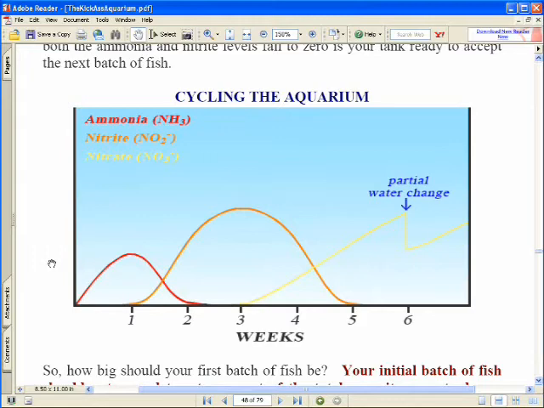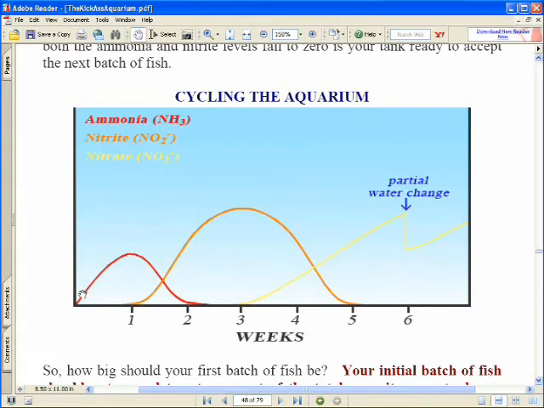The first batch of fish should probably consist of about 20% of the tank's total capacity. So if we go back to that 40-gallon example, that would be about 8 inches worth of fish. Again, 8 is 20% of 40. So when you introduce that first batch, the ammonia level is going to go ahead and actually rise. And again, this is because there's no bacteria to consume it.